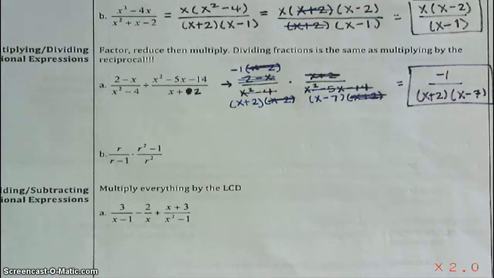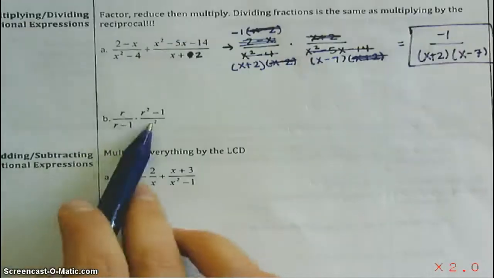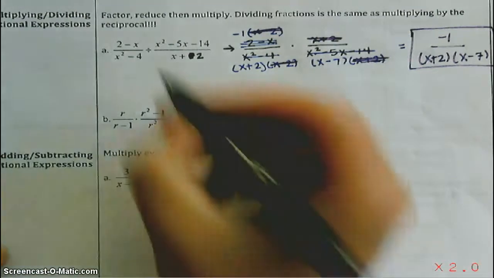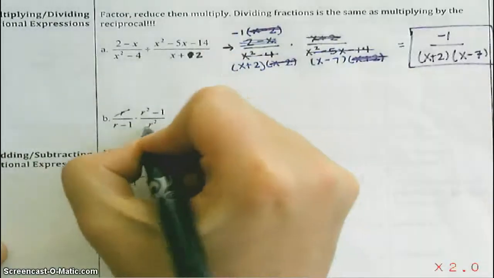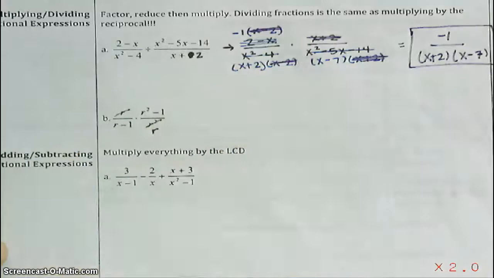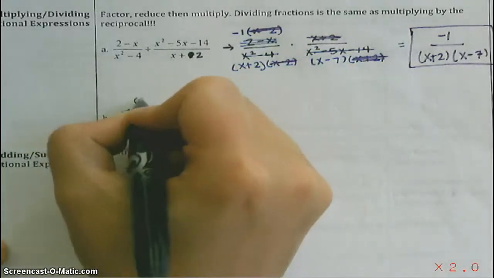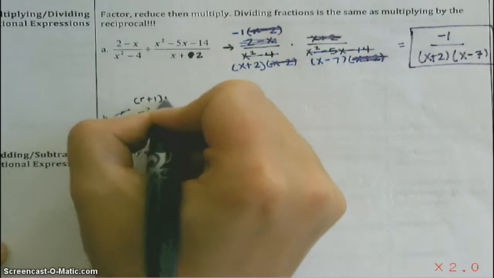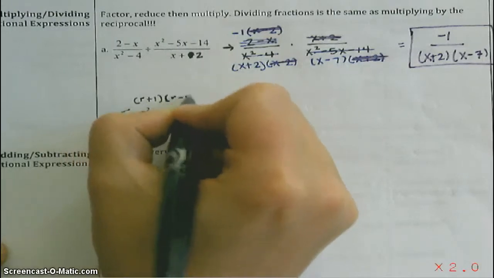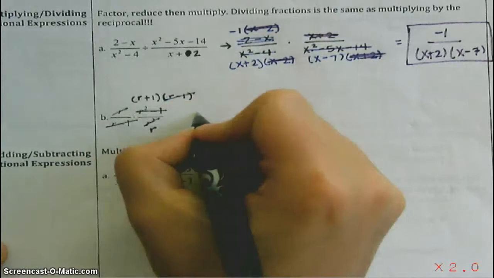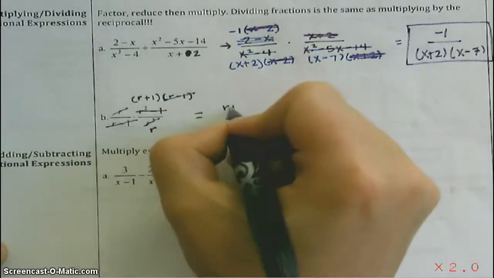Excellent. This one on the bottom, you're already doing multiplication, so you can go ahead and start canceling things. One of these r's will cancel with one of these r's, but you'll still have an r on the bottom. This r squared minus 1 is going to factor into r plus 1, r minus 1. The r minus 1 will cancel with this r minus 1, leaving you with r plus 1 over r.